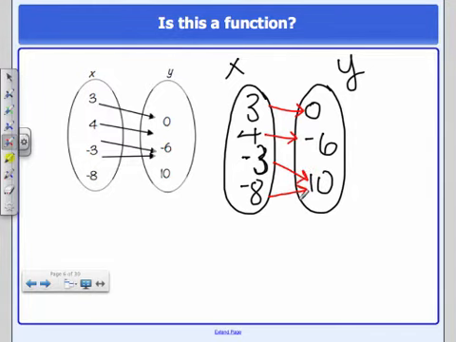Okay, so I just want to make sure you guys understand this mapping before we actually identify whether or not this is a function. So if you look at this right here, each input is associated with how many outputs? This 3 is only associated with one output. 4, same thing. -3 is associated with one output, and -8 is associated with one output. Although -3 and -8 share the same output, they're only associated with one output each.